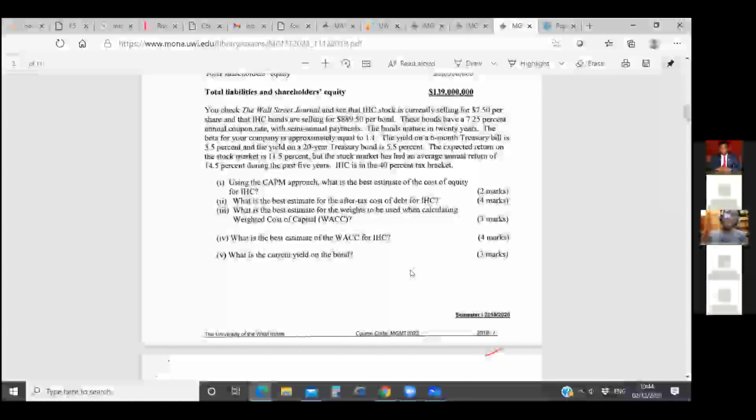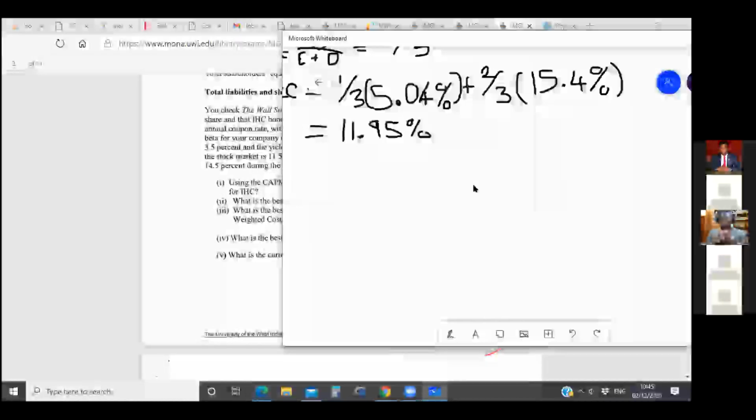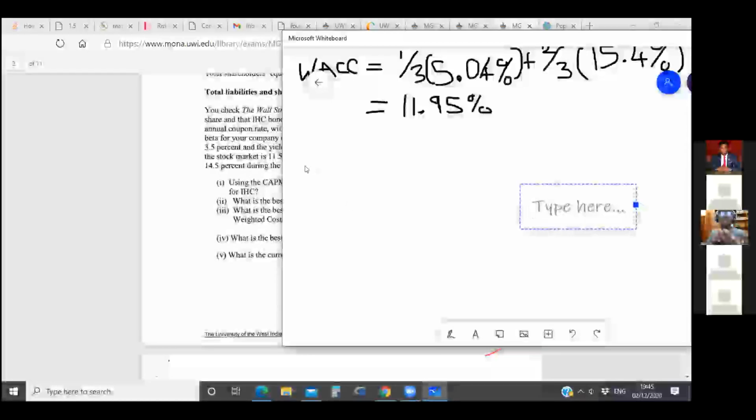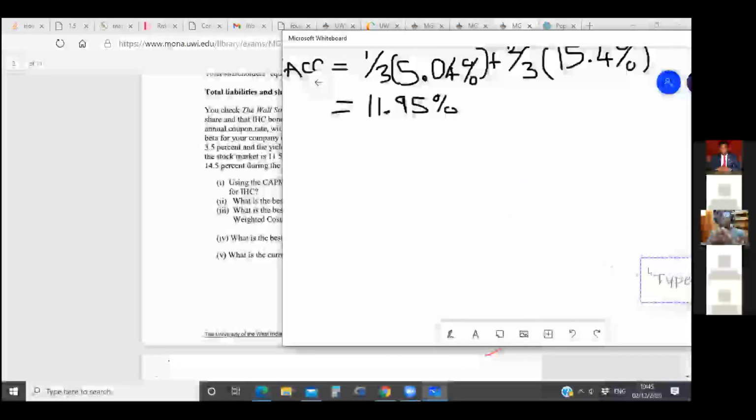Okay. So WACC, using the same formula that Sandra gave us. 5.04 was our after-tax debt. This one third. What was our cost of capital for equity?